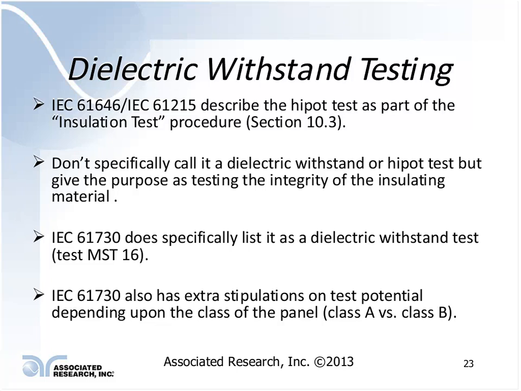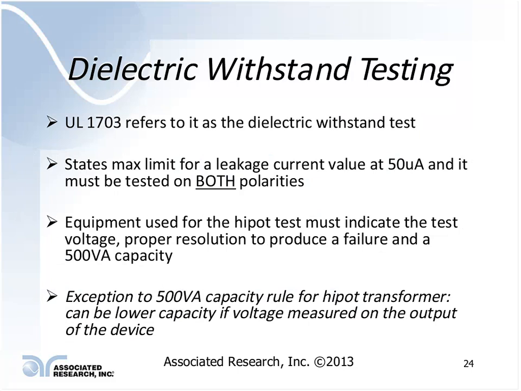And then in the 61730 standard, for the pass criteria, they don't give any. They just say see IEC 61215 and 646. So they kind of fall back on 61215 and 646 for the pass criteria. The pass criteria there is pretty straightforward, and I'll get into that in a second.